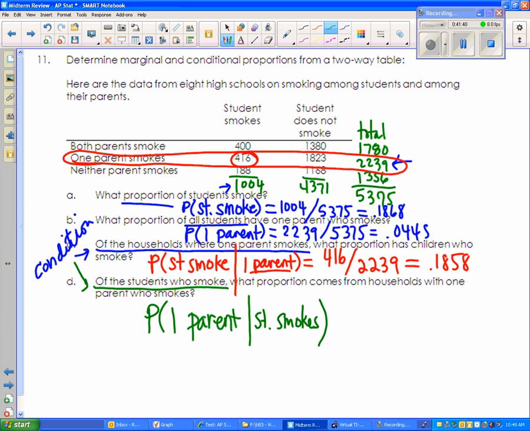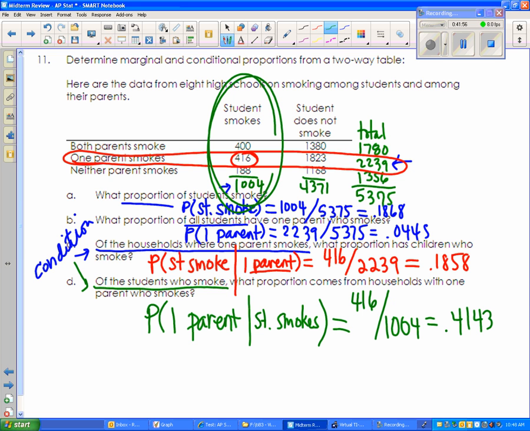And so in this case, I'm not looking at everybody. I'm only looking at this group, the group of students who smoke. And the ones where there is one parent who smokes is, again, 416. But now my total is 1,004. And that proportion is 0.4143.